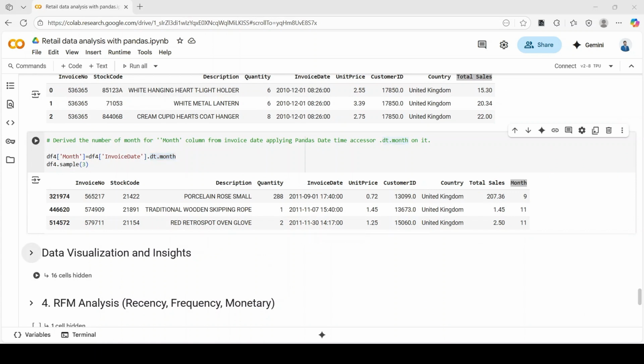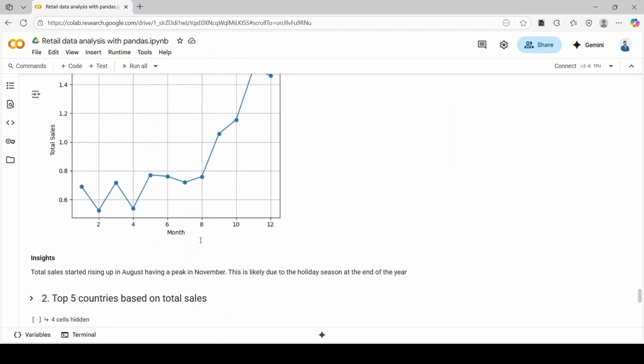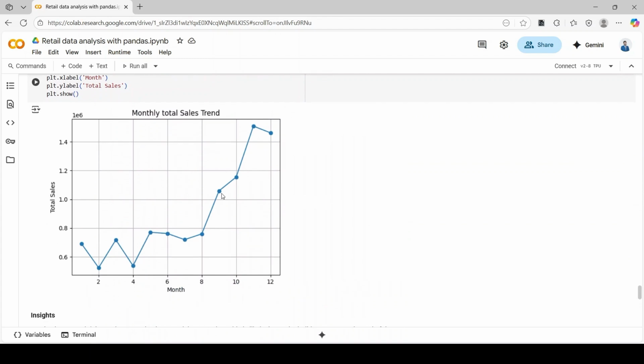Then using these new features, I started exploratory data analysis and analyzed the monthly sales trend. I found that in the last quarter of the year, there was a clear increase of sales in the months of October, November, and December, probably due to the holiday season of Christmas and the sales incentives given on those occasions.